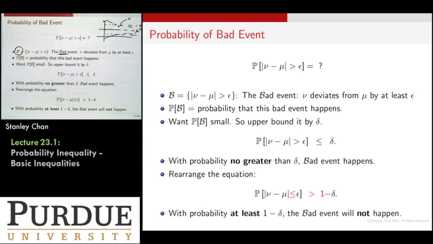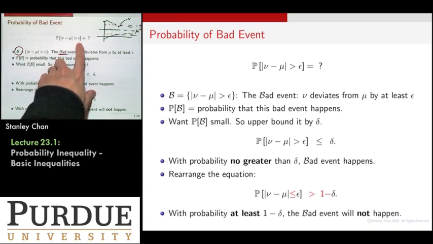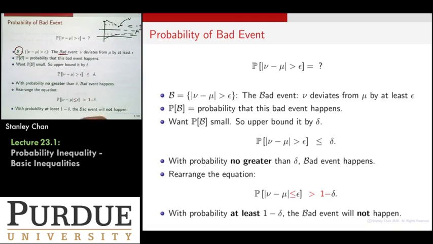Now, since it is a bad event, do you want this probability to be big or do you want it to be small? Of course, you want it to be small. You want this probability of a bad event to be small. Then we ask, how small can it be? So we want to upper bound this probability of a bad event by a certain number, which I call delta.